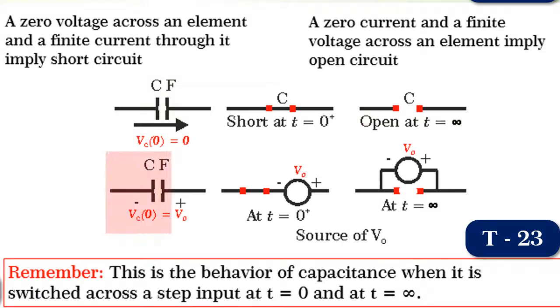Now, if there is initial voltage, say Vc(0) across the capacitor, present before switching, then it will behave as a voltage source of Vc(0) as shown. Is it not simple, friends?